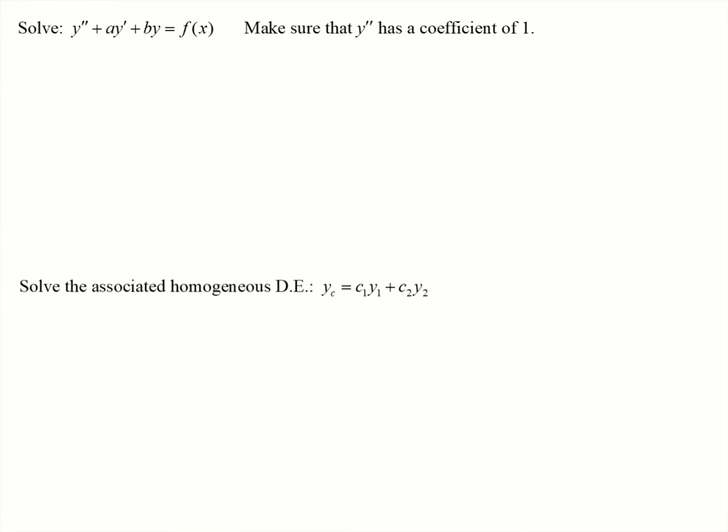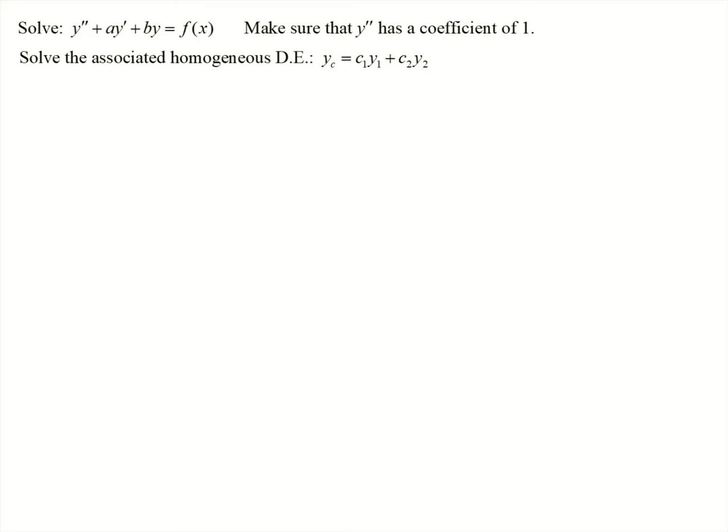The next step is to solve the associated homogeneous differential equation and get the complementary solution. Because it's second order, you're going to have 2 c's: c1y1 plus c2y2. That's my complementary solution, found by letting f of x equal 0.